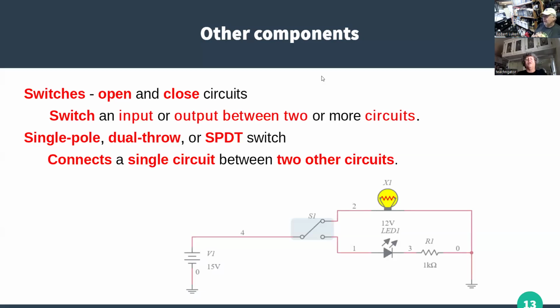Okay, back to switches, which open and close circuits. And we talked about the single pole, single throw. Now we're going to talk about a single pole dual throw, or double throw, where we can connect a single circuit between two other circuits. And in this little diagram down here, we're either connecting this 15-volt battery to this electric lamp or to this LED with the current limiting resistor. So the switch is going to turn this on or this on.